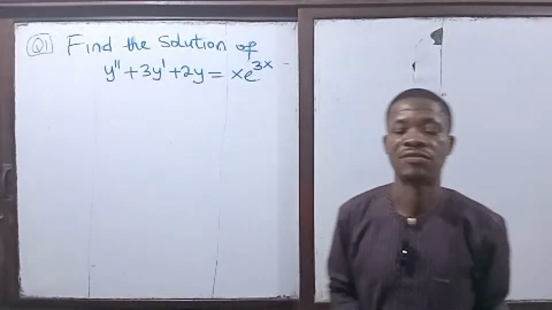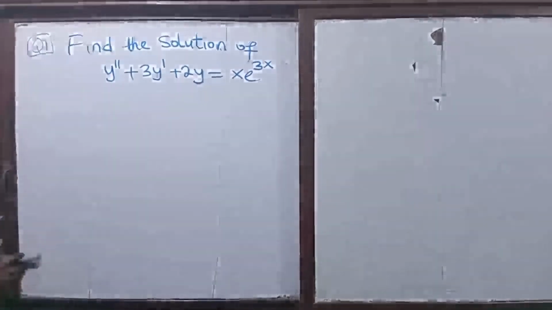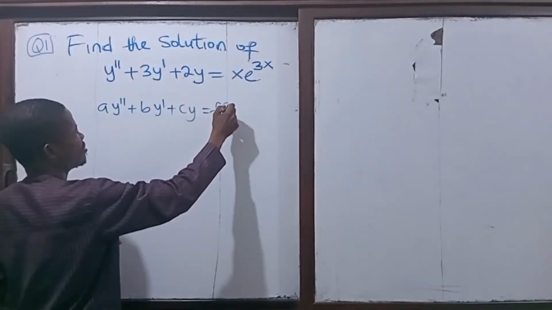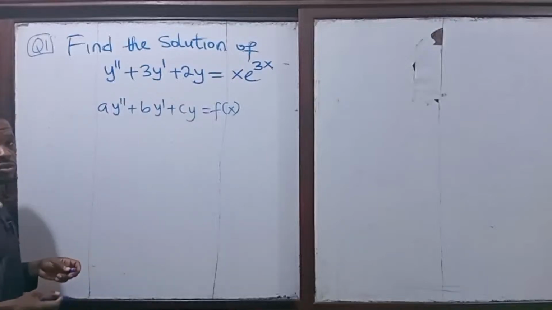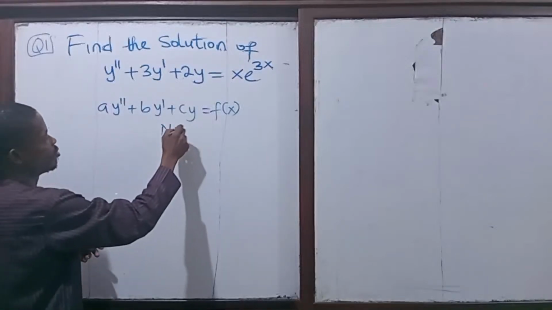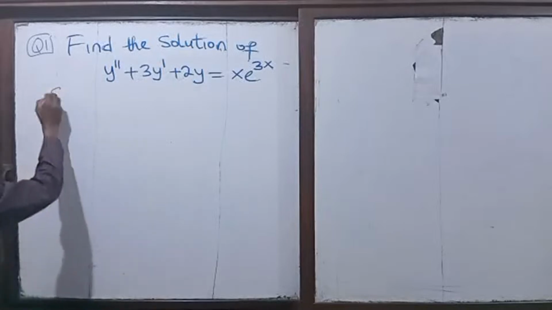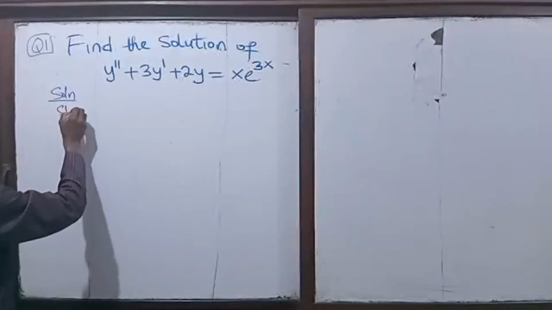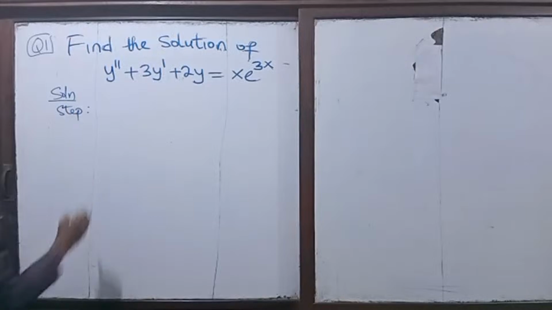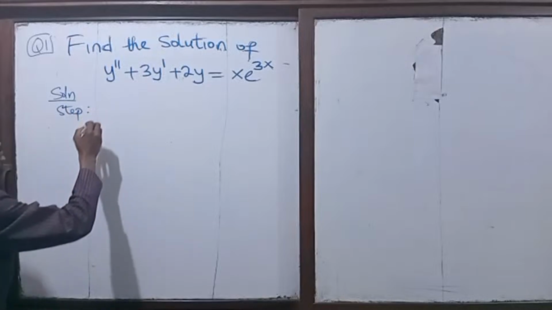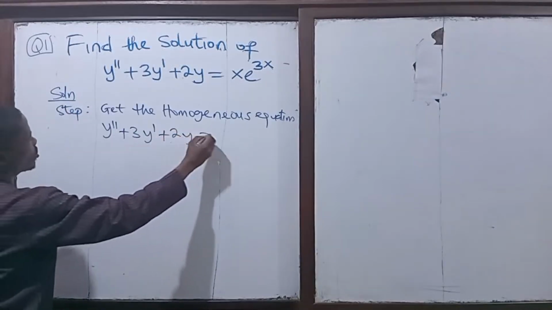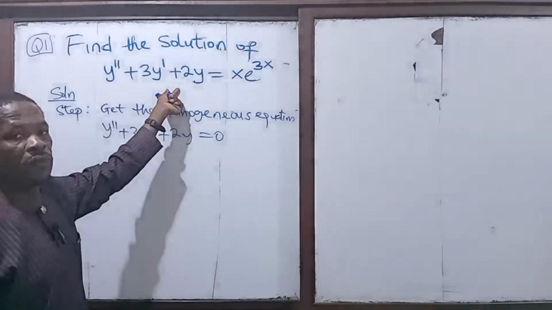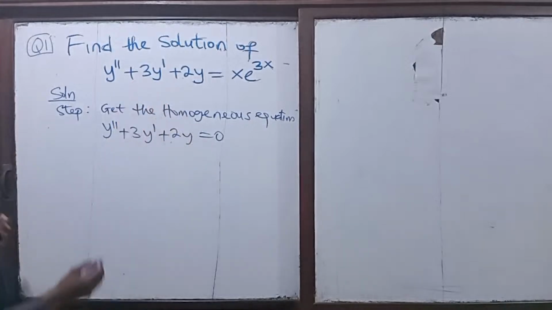We've already established that when you have this equation and your f of x is not equal to 0, we call it non-homogeneous. So the first thing we do, step 1, is to get the homogeneous equation. This part equal to 0.